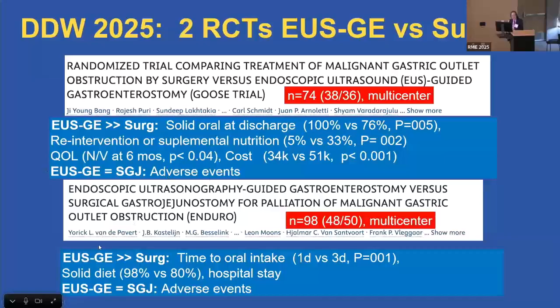And then this is the study from Amsterdam, Europe, a multi-center trial, also showing the same results, time to oral intake, 1 day versus 3 days. So we've seen those numbers again in this RCT. Solid diet resumption, 98% versus 80%, and equivalency with surgical GJ in terms of hospital stay and adverse events.